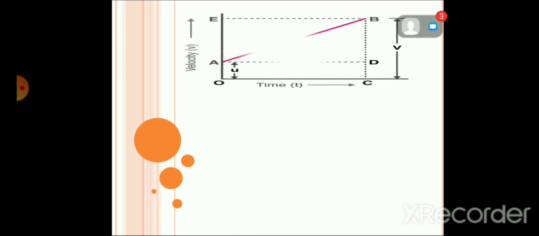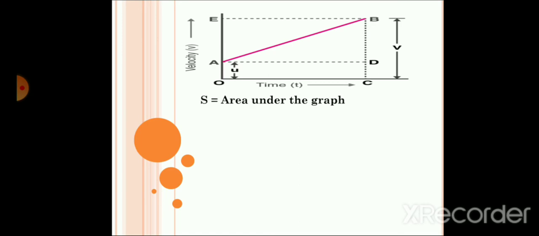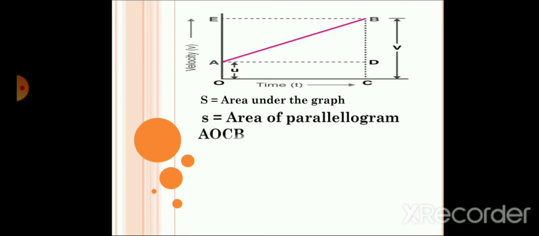Again the same graph. Okay, so S. In this third equation also we are finding the value of S. What is S? S is distance or displacement. So S equal to area under the graph. But this time we are not using the area of triangle or area of rectangle. Instead we are using the area of parallelogram AOCB. So S equal to area of parallelogram AOCB.